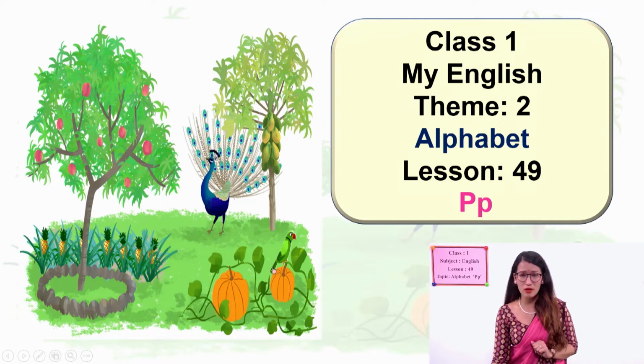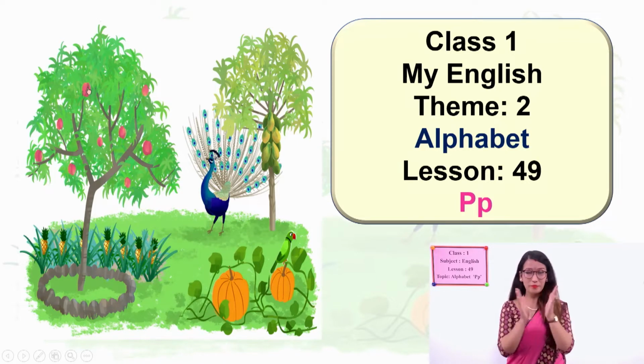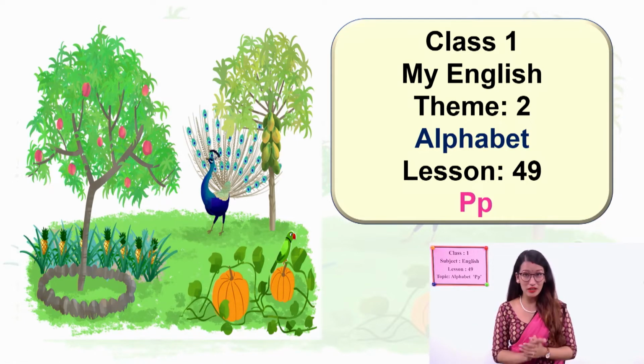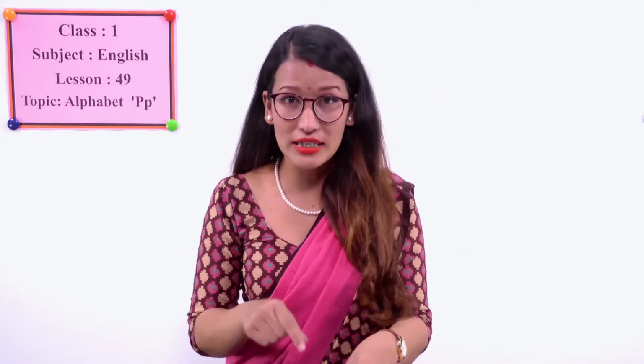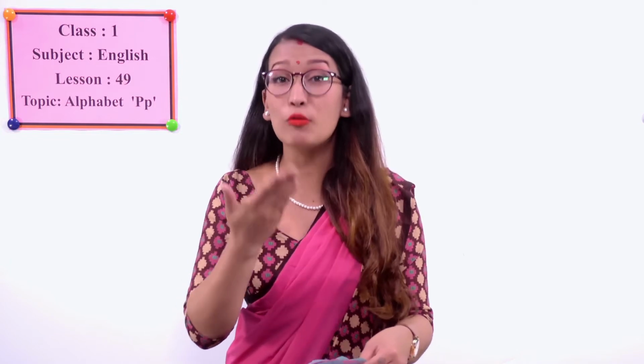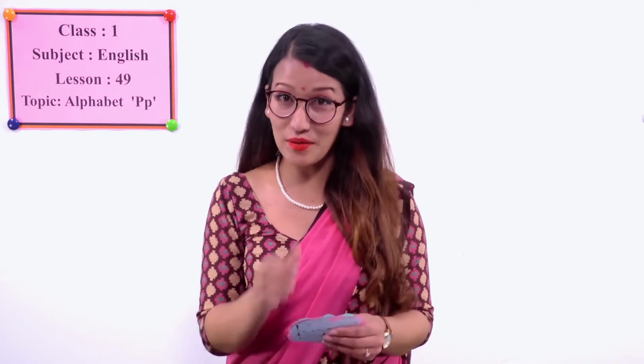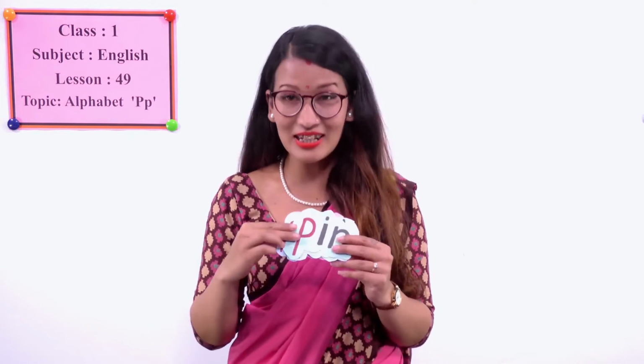And what bird is this? Parrot. Good. And what fruit is this? Pineapple. Excellent. And this one is peach. Good. You learned so many words. You looked at the pictures in your previous class and learned so many words starting with the letter P. Now today I am showing you some words. You say the words after me. Are you ready? Look, here are the words.